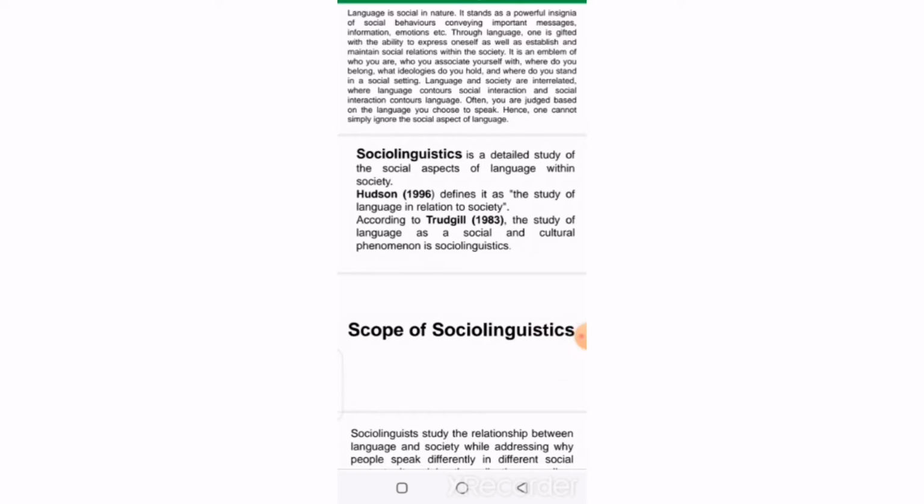Here we have different definitions of sociolinguistics given by different sociolinguists. First, Hudson in 1996 said that the study of language in relation to society, how a language relates with a certain society, how a specific language is related to a specific society, is discussed under the domain of sociolinguistics. And according to Trudgill, the study of language as social and cultural phenomena is sociolinguistics. We will study how language is a social phenomenon and how it is a cultural phenomenon.